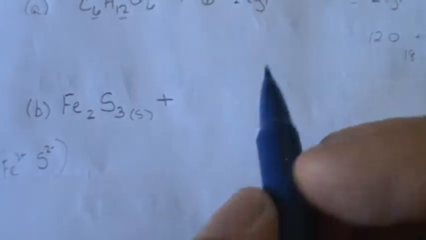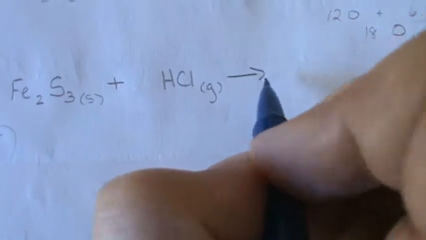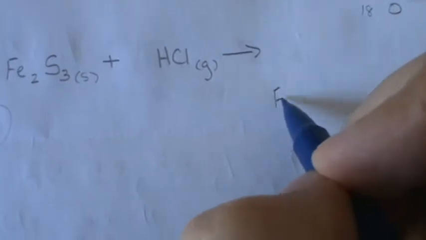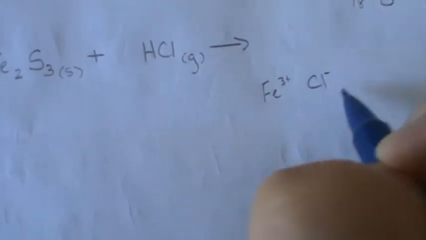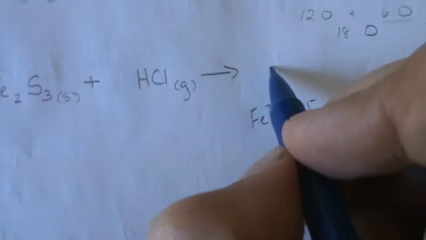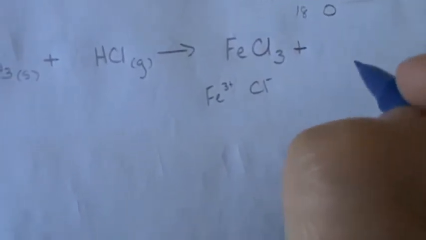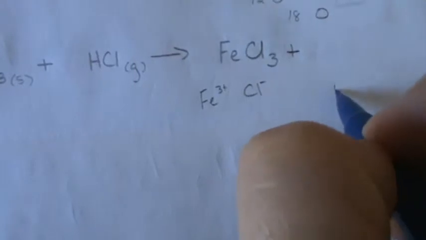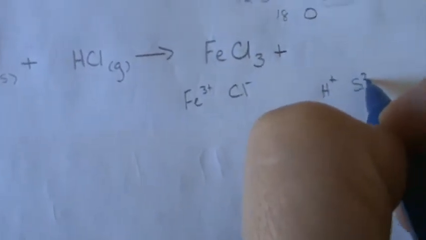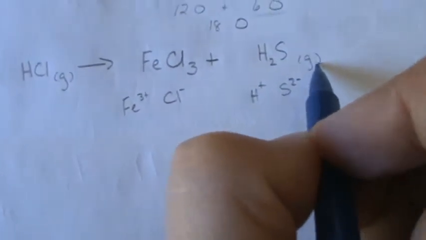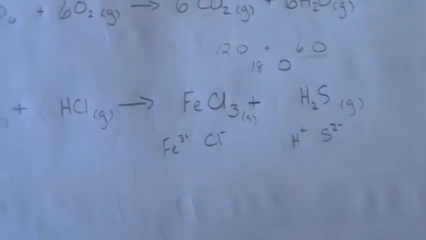Okay, and it reacts with gaseous hydrogen chloride, HCl gas, to form solid iron 3 chloride. So iron 3 with chloride, Cl-, means it's FeCl3, plus hydrogen sulfide gas. So our sulfide is S2-, so we have H+ and S2-. Okay, so this becomes H2S, and that's a gas. And the FeCl3 is solid.